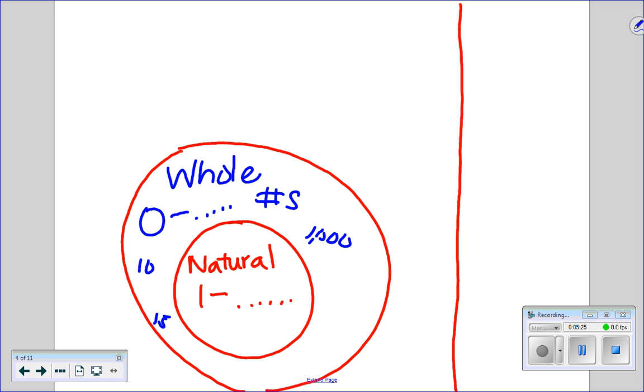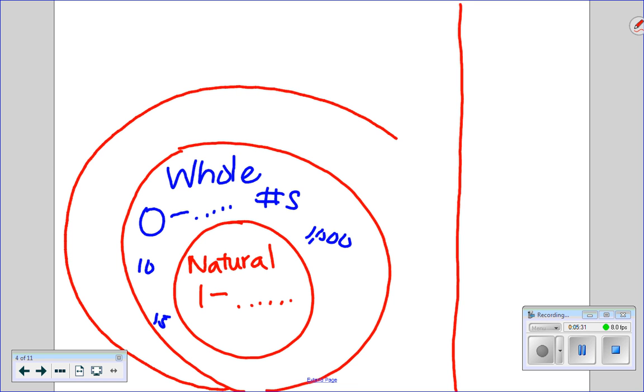Then I'm going to create another circle around, and this is going to be known as integers.